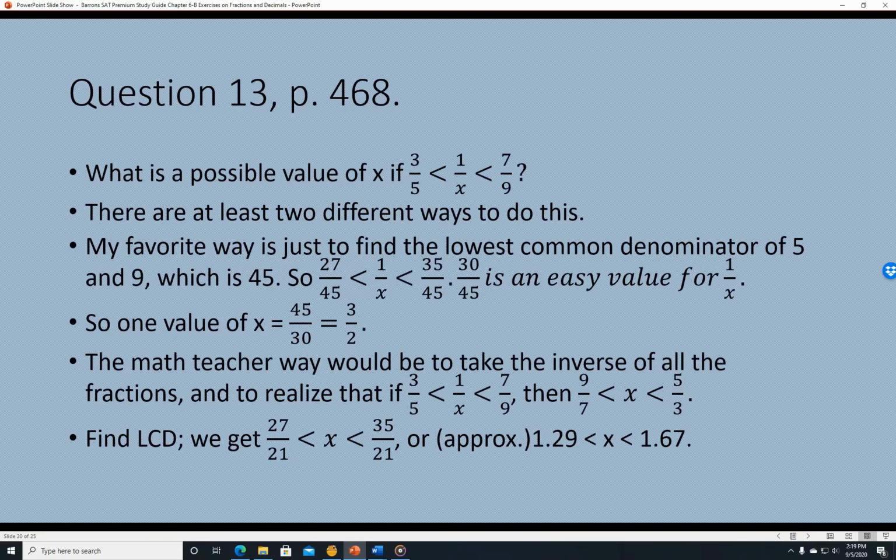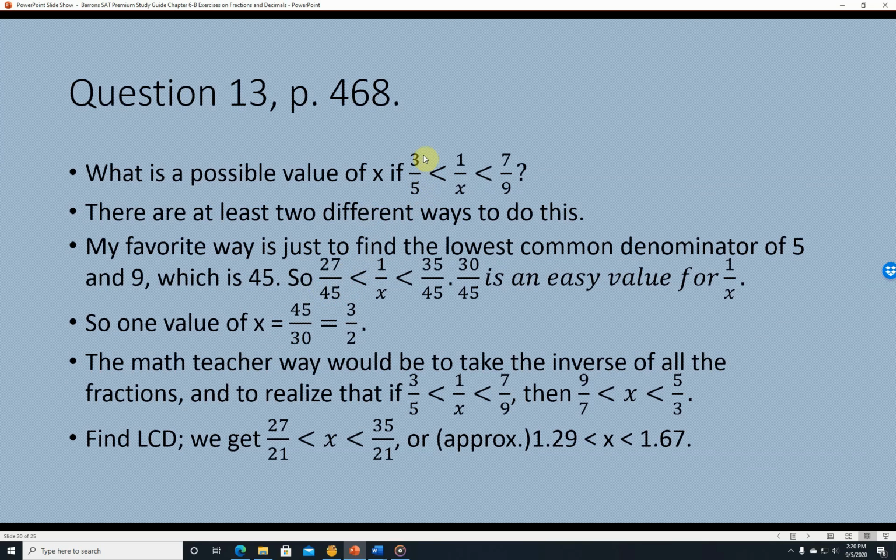Question 13, page 468. What's a possible value of x if 3/5 is less than 1/x is less than 7/9? There are at least 2 different ways to do this. My favorite way is to find the lowest common denominator of 5 and 9, which is 45. So 27/45 is less than 1/x is less than 35/45. We just multiply 5 times 9 because 5 and 9 don't have any common factors, so the lowest common multiple is just 5 times 9. So 3/5, multiply that by 9.